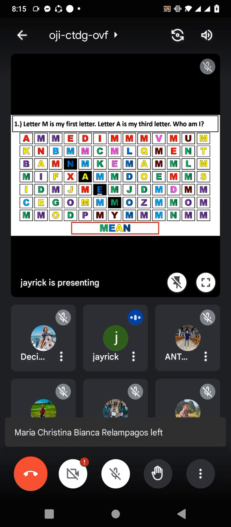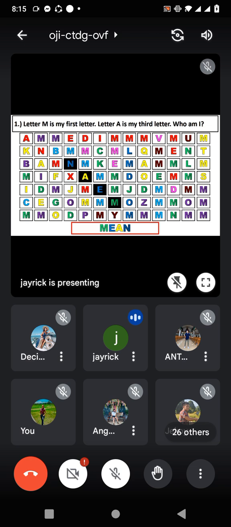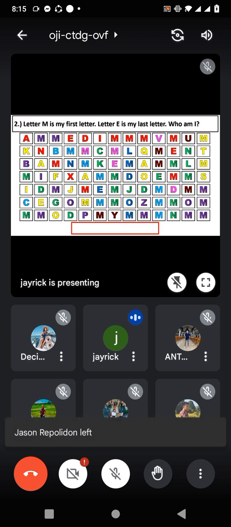Next, in this table of letters, we can see the word mean. Let's have the second question. Letter M is my first letter. Letter E is my last letter. Who am I?